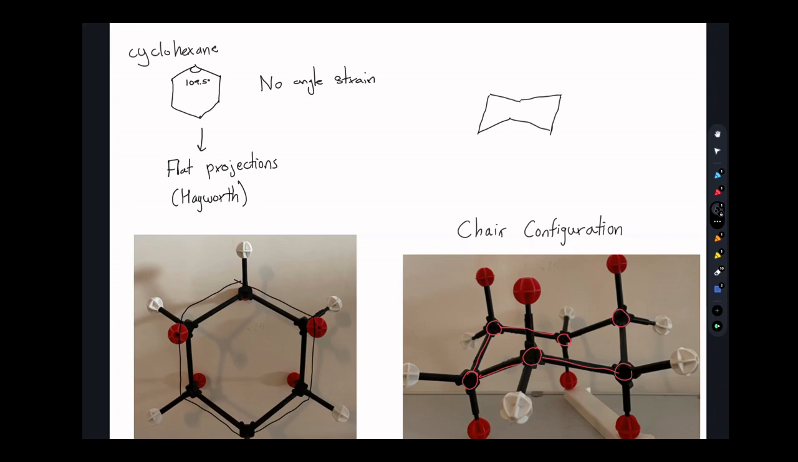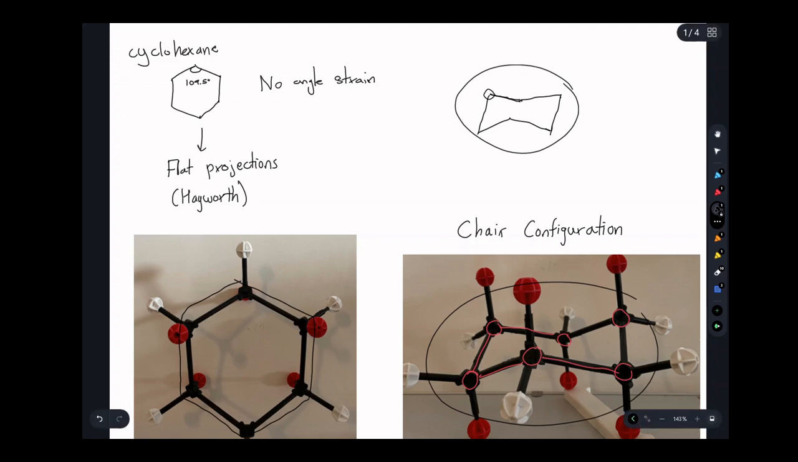Now, on a 2D piece of paper, the chair configuration is typically drawn like this. You may also see it in a different perspective, something that looks like this. For now, I'll just focus on this first one that I drew. We can see that there are still 1, 2, 3, 4, 5, 6 carbons that make up this ring, but now we get an idea of that 3-dimensional structure that we can see in this image down here with the model kit. So why is it called a chair?